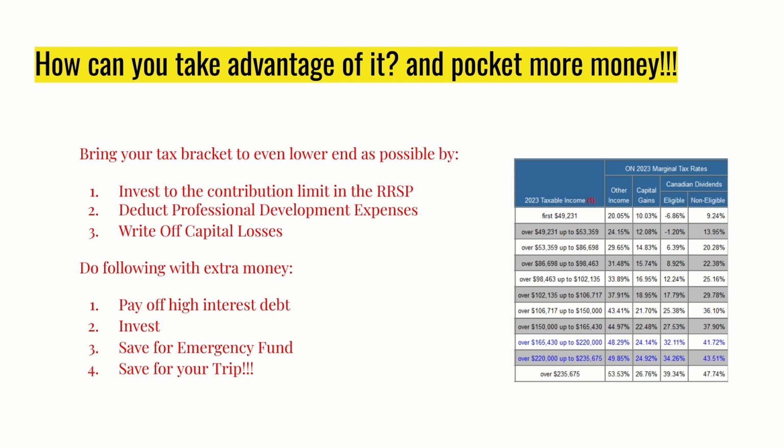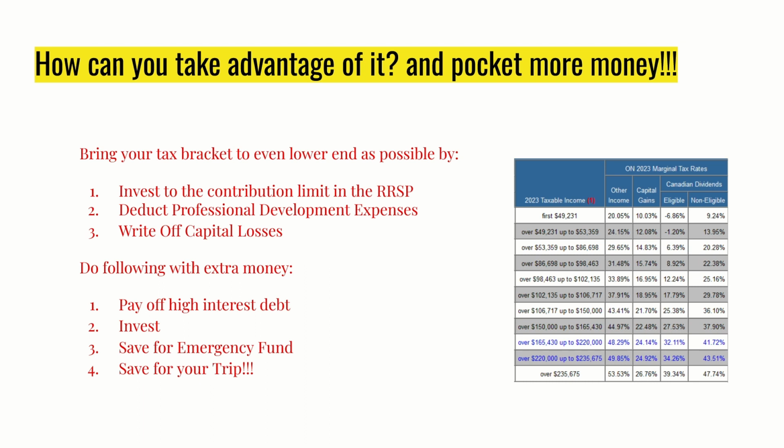So you can take that money, you can pay high interest debt, or invest some of it, or save. If you don't have an emergency fund, you can save for it, or you can spend some valuable time with your family. You can take them on a trip, or you can spend on yourself. You can buy that gadget that you've been longing for. You could see there are ways to take advantage of it, right? So the indexation gives some advantage where you can pocket some money.